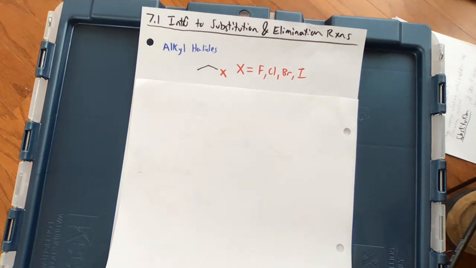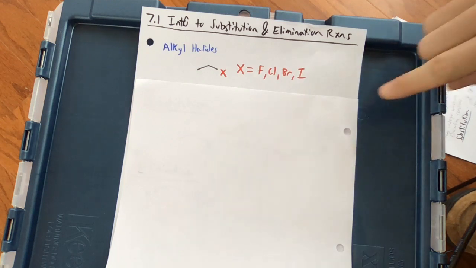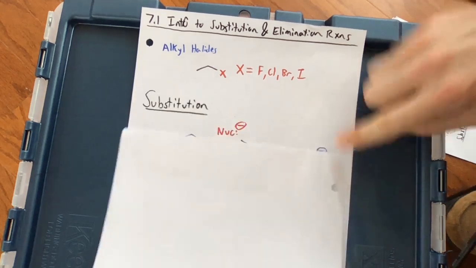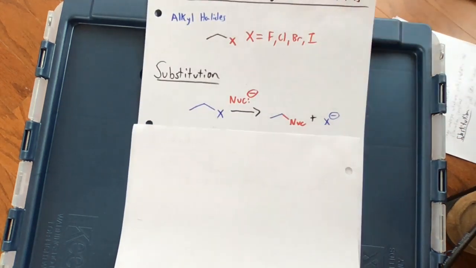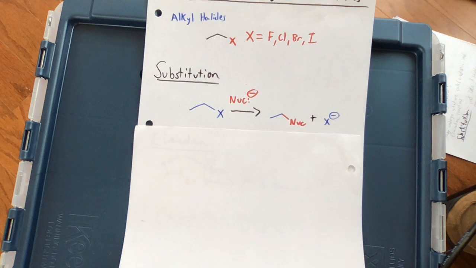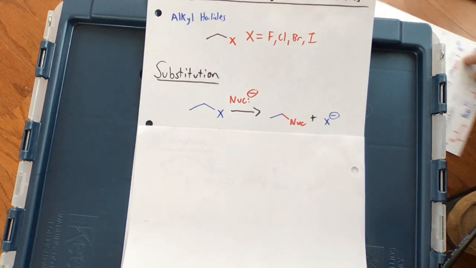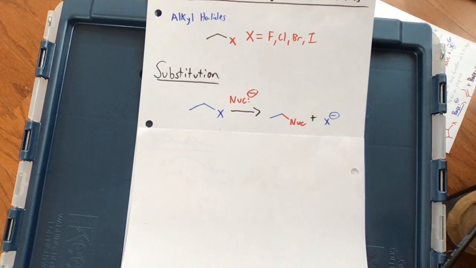And they're useful in a couple ways. The couple ways that are what the chapter is named for, and that is specifically substitution reactions, as shown here, where some nucleophile reacts with the alkyl halide, displacing the halide group to make a carbon nucleophile bond, and displacing the X minus. The other type of reaction that we often talk about are elimination reactions.